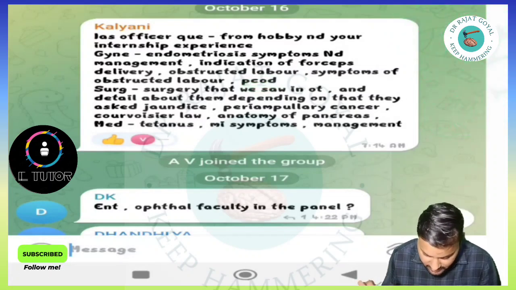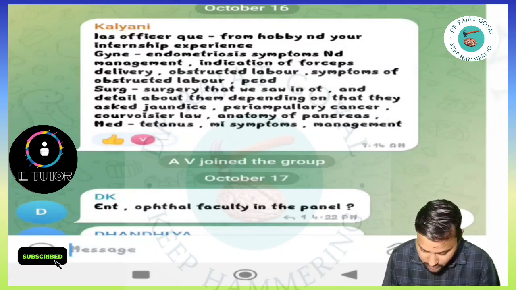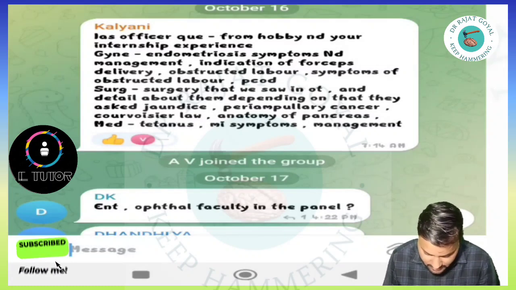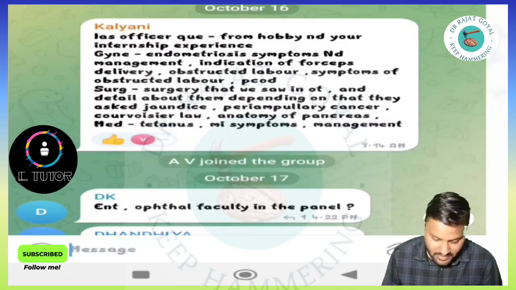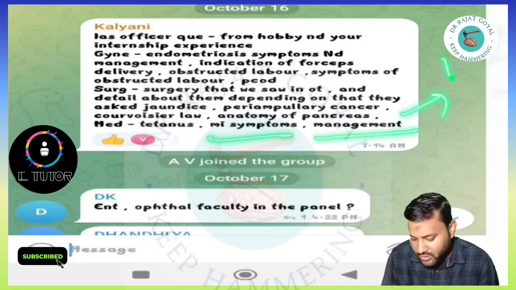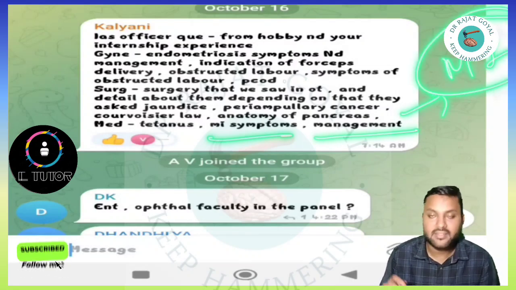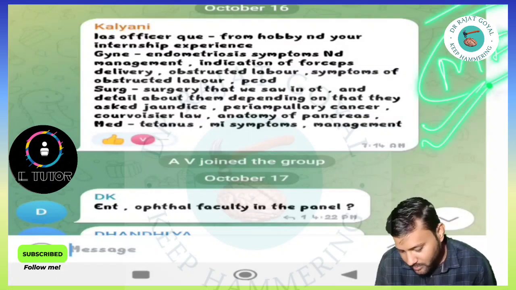In surgery, what they saw in OT and details about them, depending on that, they are jaundice, periampullary cancer, and anatomy of pancreas. In medicine, tetanus, MI symptoms and management. So another important topic for medicine is MI. MI is a very common emergency condition, so you have to remember this also.